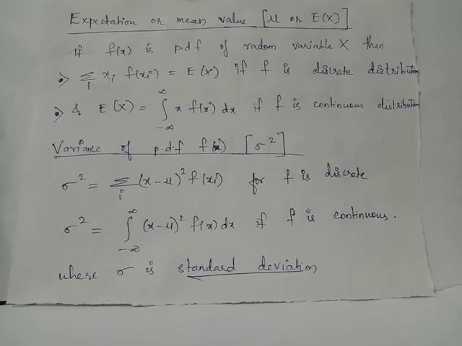Variance of the probability density function f of x is notated using sigma square. Sigma square is actually the square of the standard deviation. If the distribution is discrete, we have variance equals summation over i of (xi minus mu) the whole square times f of xi, where mu is the expectation. And if you are considering a continuous distribution, we have variance equals the integral of (x minus mu) the whole square times f of x dx. This is the case where you have to replace summation by the integral sign if you are working on a continuous distribution.